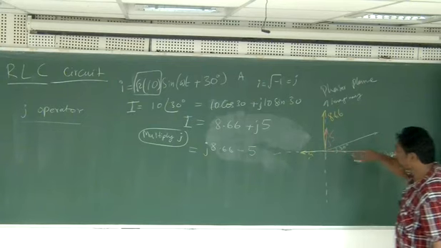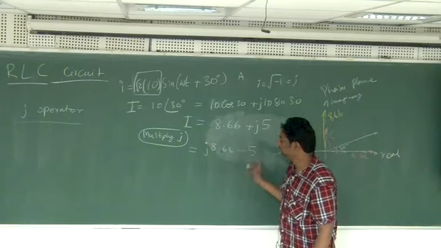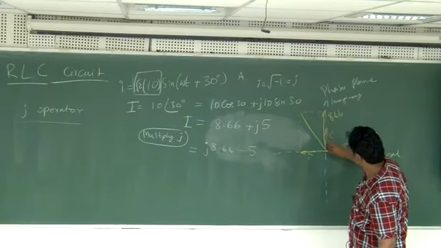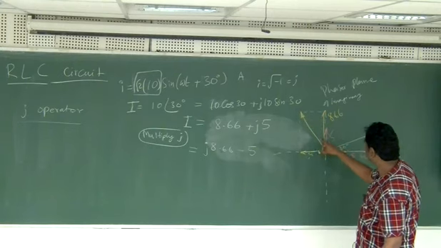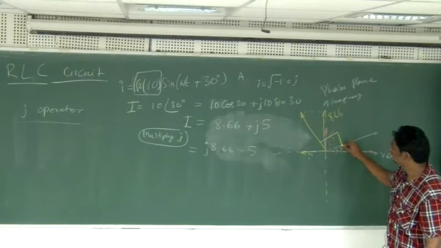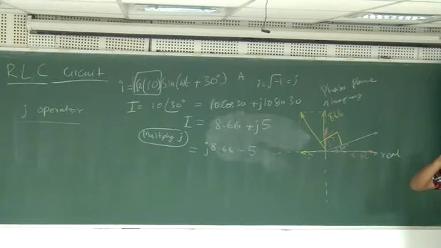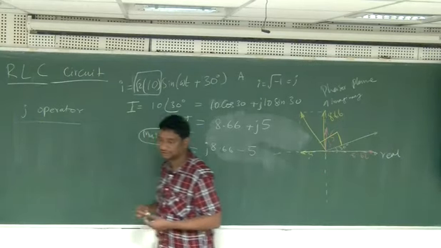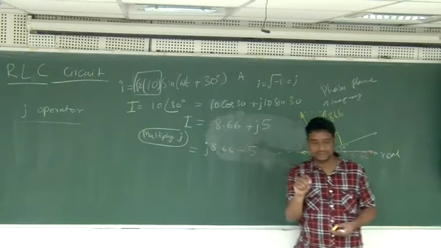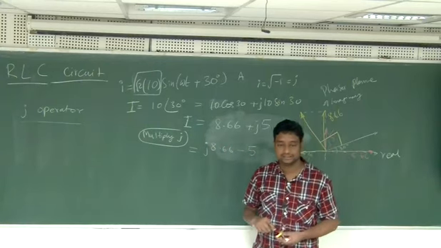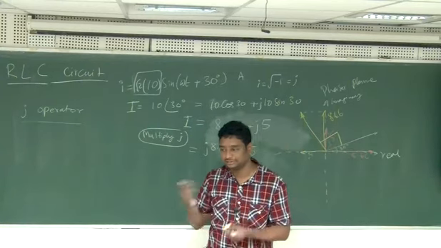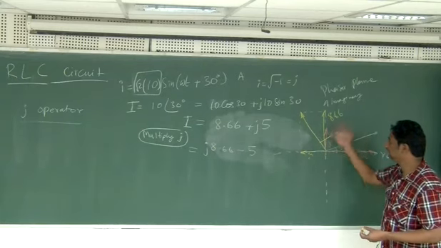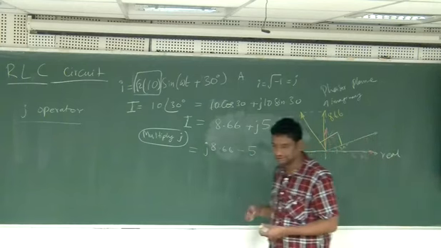So as a result, what is now this total value? So this is something like this. Okay. So what is the angle between this and this? It will be 90 degrees. Okay. So what is the J operator doing? If you multiply by J, then any phasor will be rotated by 90 degrees. Okay. So this is rotated by 90, any value will be rotated by 90 degrees.